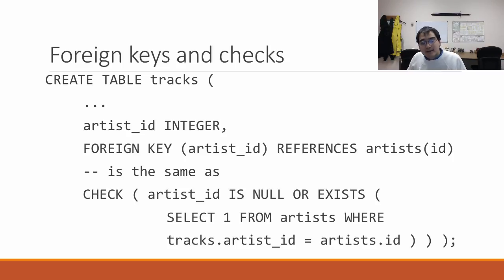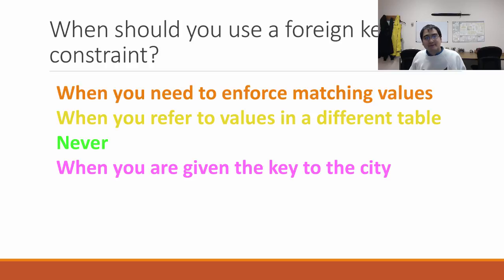Okay, so with that, we'll go to our multiple choice question. When should you use a foreign key constraint?